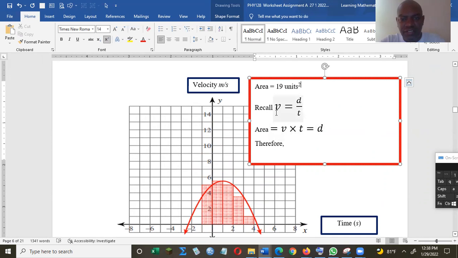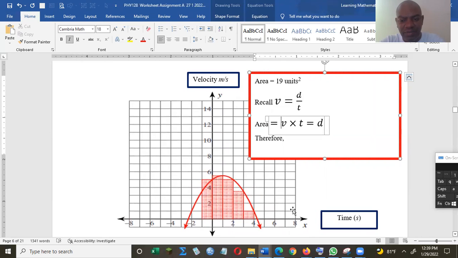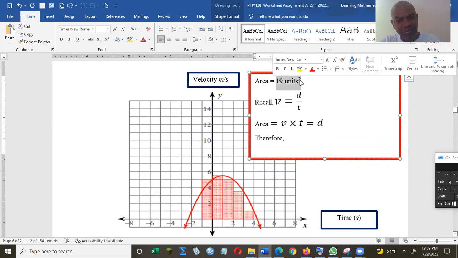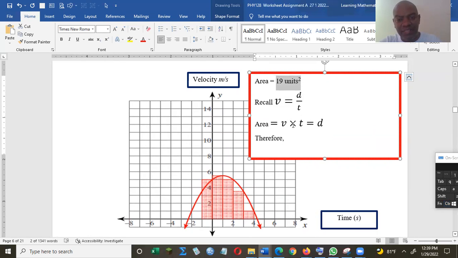Now we have to recall that velocity is equal to the change of distance over the change of time. So if we make distance the subject of the formula, the area, which is the product of length times width, has width as time and length as velocity. When you multiply velocity by time, you get distance. Therefore that 19 units squared can be interpreted as 19 meters. Agreed? That's the interpretation of the area under a velocity-time curve: the area beneath a velocity-time curve will give you distance.